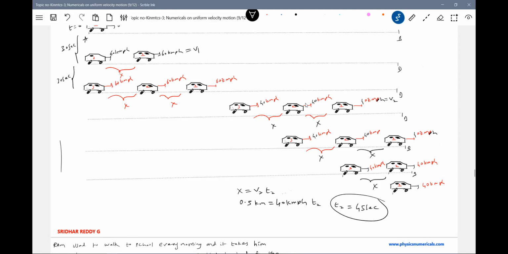So here, after 45 seconds, car 1 is at station B, at town B. After 45 seconds, car 2 will come to station B. For every 45 seconds, one car will enter town B.